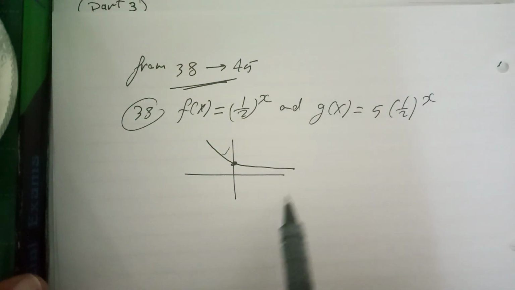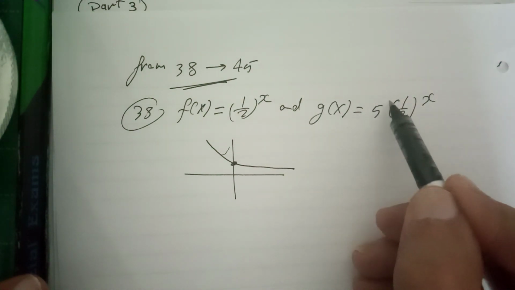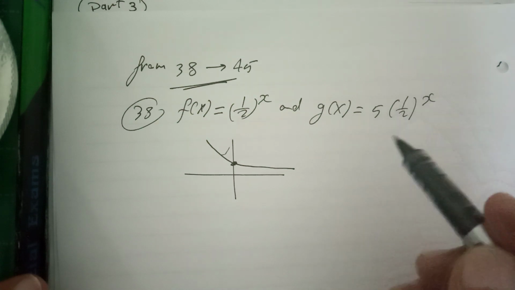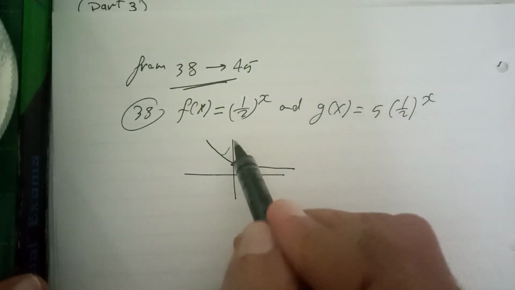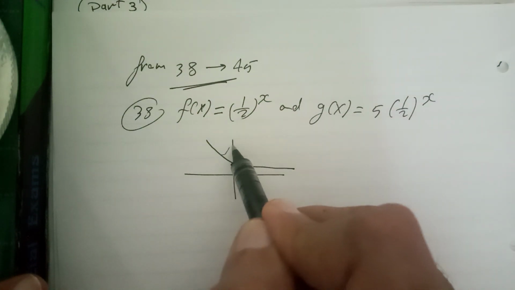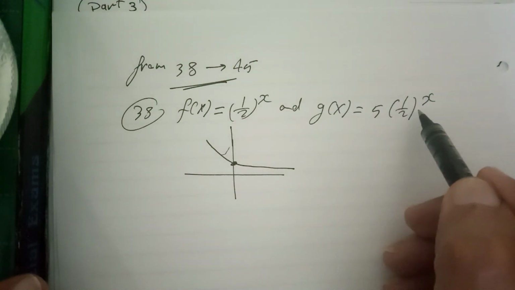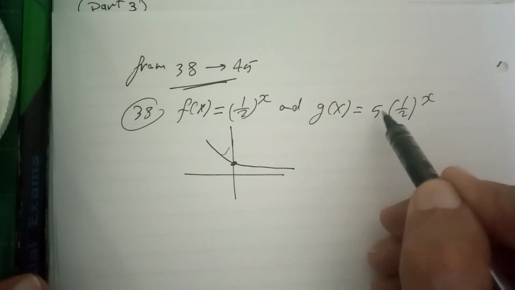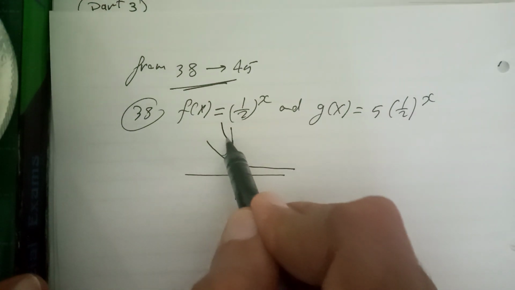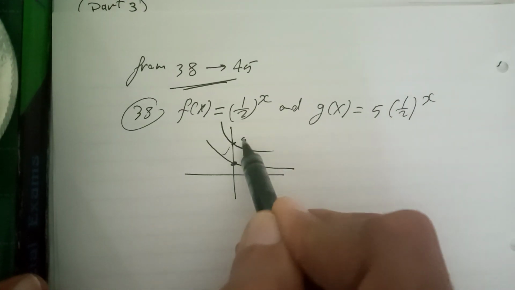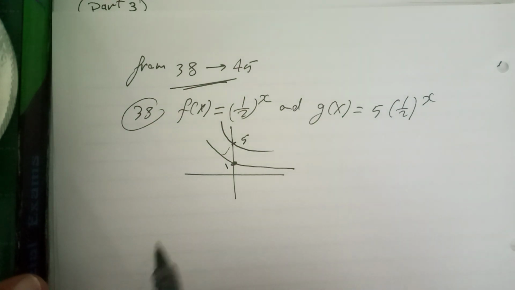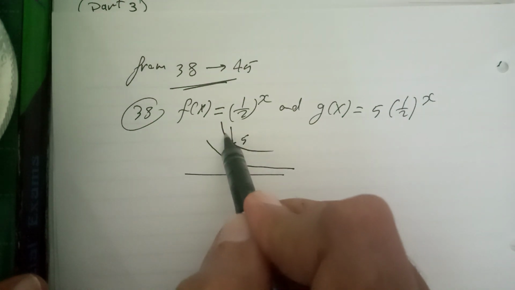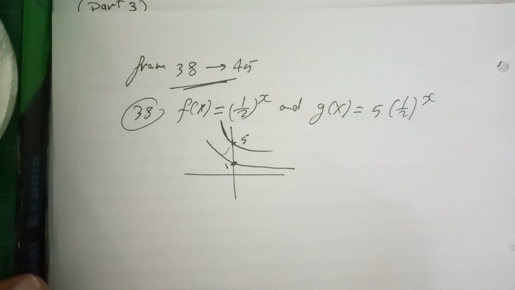What about this 5? We said that it will stretch the function vertically. It will be like this, and move it up. How come? If you put x equals 0, it will be 1 times 5, which is 5. So it will be like this. Means 5, and this is at 1. And goes very close to the y-axis. This is the difference. So what happened? How can I describe this transformation?